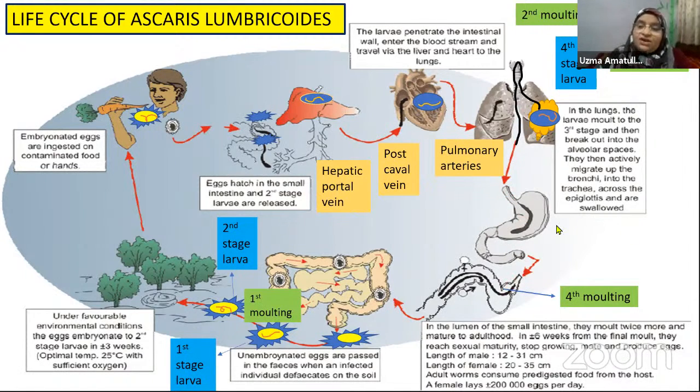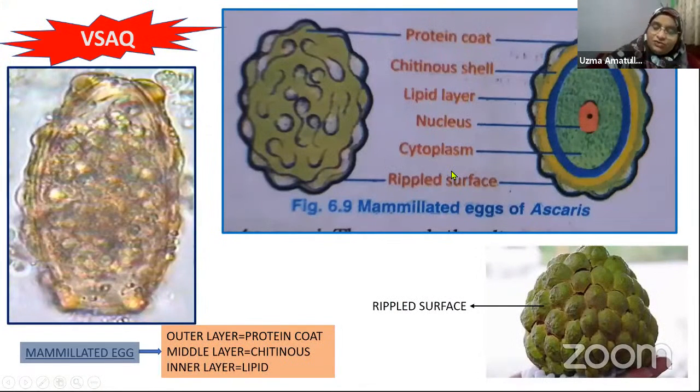So here, in total, how many moltings are taking place? Four moltings: first, second, third, and fourth molting. Now, how many stages are there? First stage larva, second stage larva, third stage larva, fourth stage larva. Then this fourth stage will transform into a young one. That young one will grow and attain sexual maturity. So this diagram is not in your book. It is for your understanding. The one which is there in your book, you have to practice.